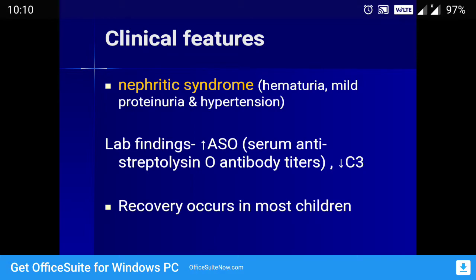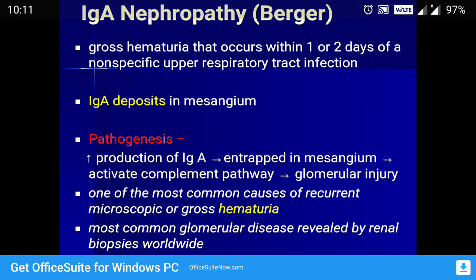Mild proteinuria means less than 3 grams of excretion. If it is more than 3 grams, it is called severe proteinuria. So remember, nephritic syndrome is characterized by hematuria, that means blood in urine, mild proteinuria, that means protein in urine, and hypertension. So that is called nephritic syndrome.